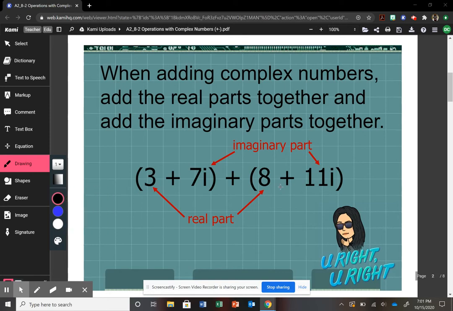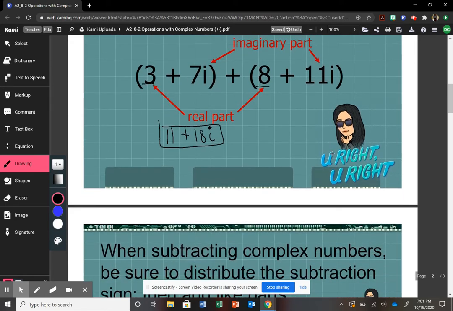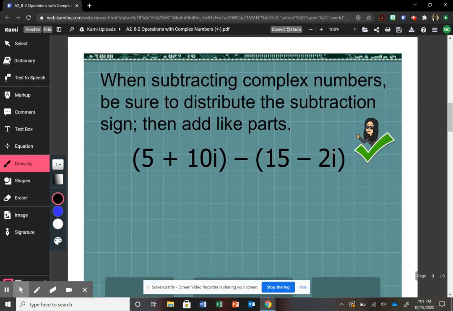So let's combine 3 and 8. So we get 11. And then we're going to combine 7 and 11. So we get 18i. Okay. So for the imaginary part, we add the real number part of the imaginary part. All right, here we go.